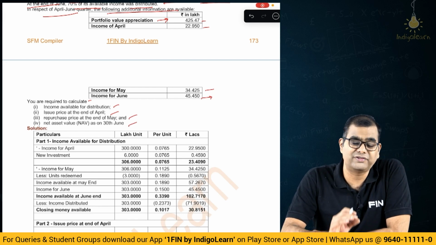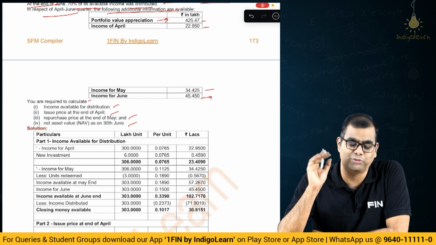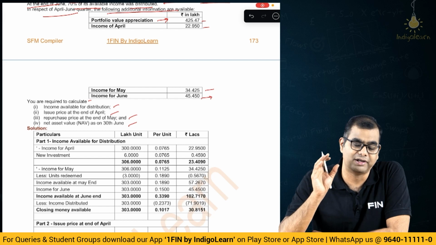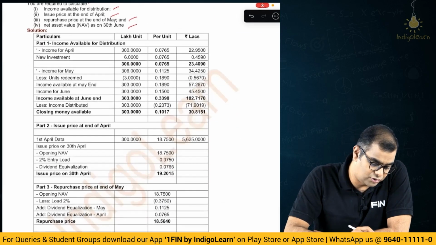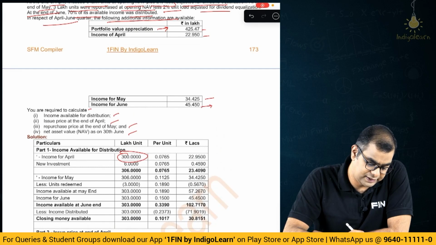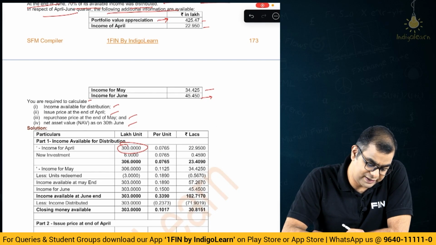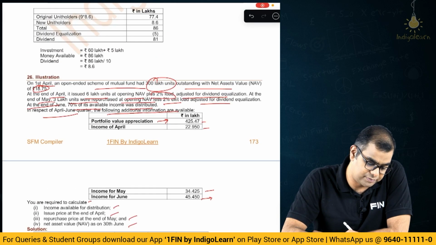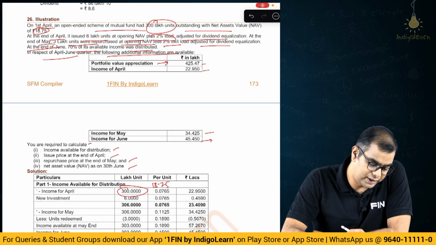Now, this is a question which is extremely format driven. Most of the questions in this mutual fund chapter, as I told you multiple times earlier, are format driven. If you get the format right, you will be able to answer it quickly. Okay. So, now first, what is the units that you had originally? The 300 lakh units. And what is the original NAV? This original NAV was 18.75. Okay. You shouldn't forget that. Original NAV was 18.75. Now, what happened?